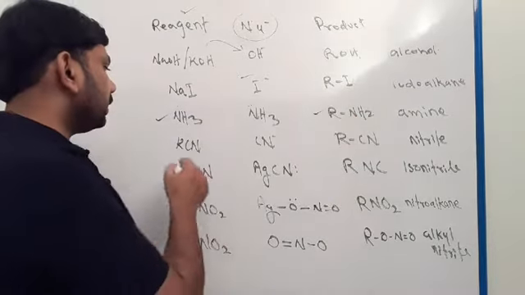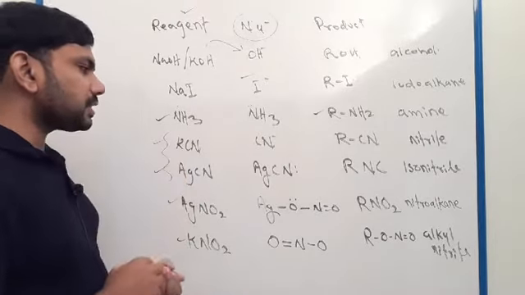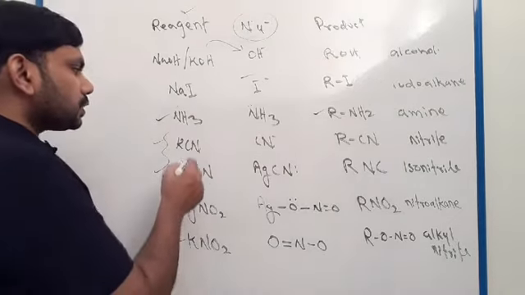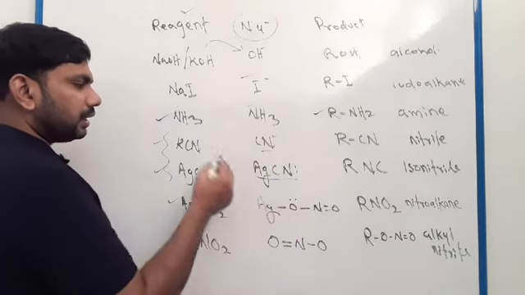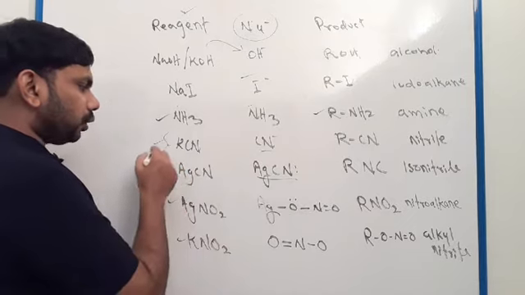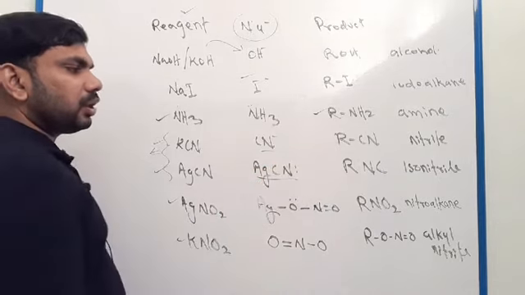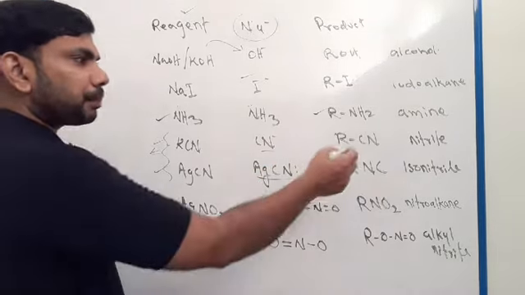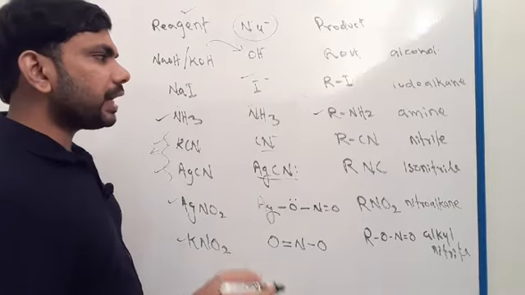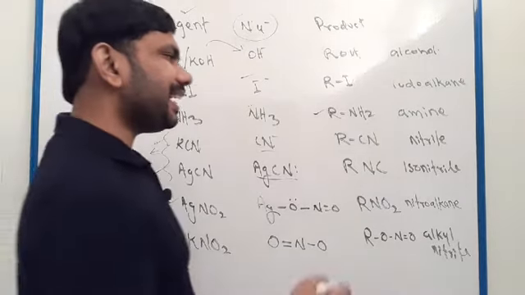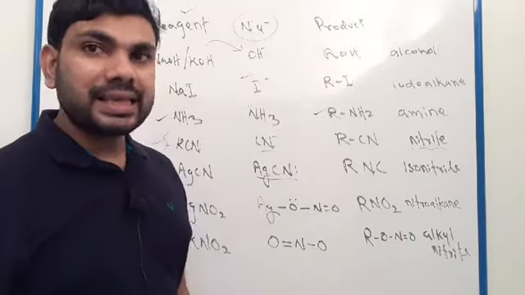Similarly, here you can remember potassium cyanide and silver cyanide. Here it is CN minus, KCN or NaCN, and here it is AgCN, where nitrogen has the lone pair of electrons. This is nucleophile. Also the product is different. KCN or NaCN reacted with alkyl halide produces nitrile, RCN. Nitrile will be formed.